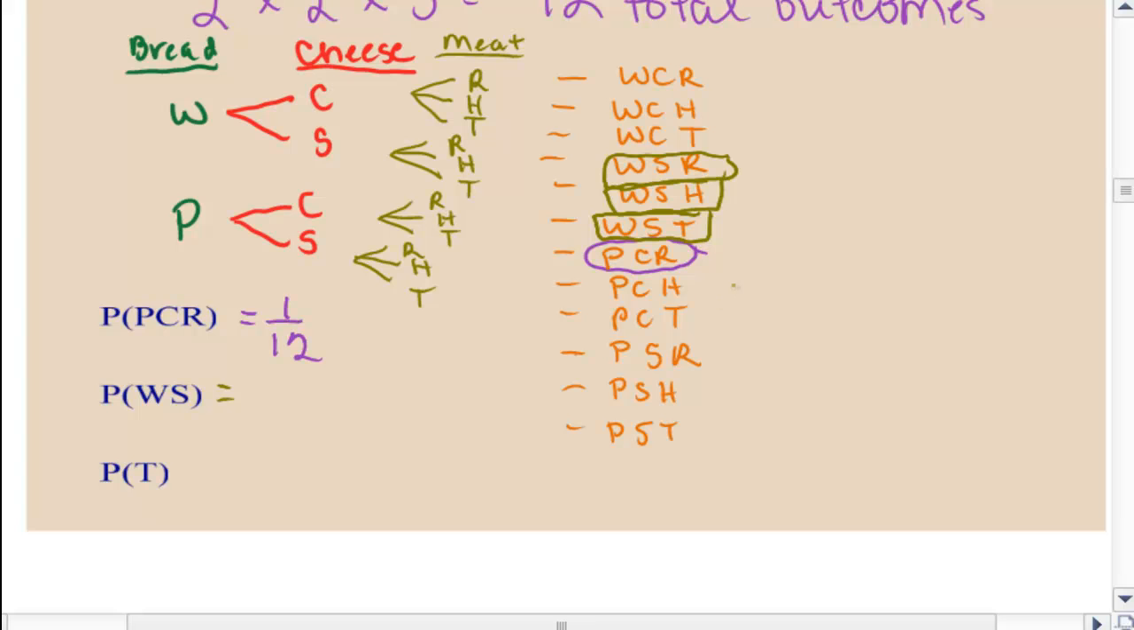So when they don't tell you the type of meat, you have to get everything that has wheat bread and Swiss cheese. So that's going to be 3 out of how many? 12. And let's simplify that. What does that equal? 1/4. Good. All right, and then let's look at the next one, T.